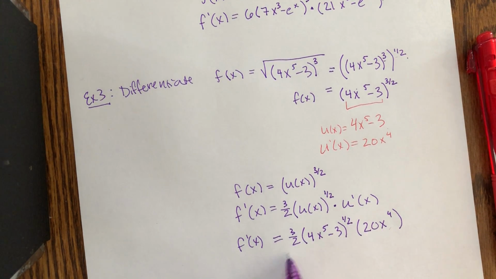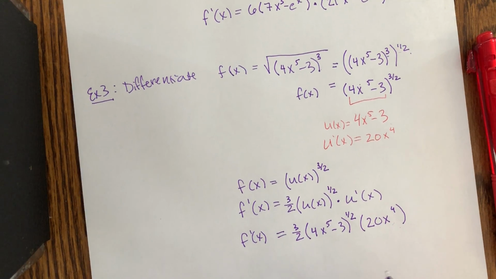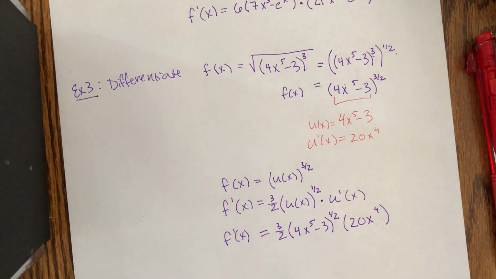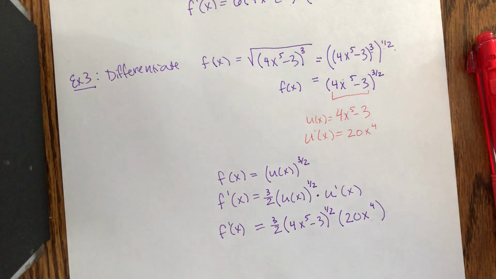And if you want to simplify this in some way, maybe you want to multiply the 3/2 times the 20x to the 4th, you can, but you don't have to. There's no need to unless it's useful for some particular reason. All right, so I'll do another video with some more extra examples of the chain rule. It can get more complicated than this. Sometimes you'll have to apply the chain rule multiple times, but we'll do more practice.